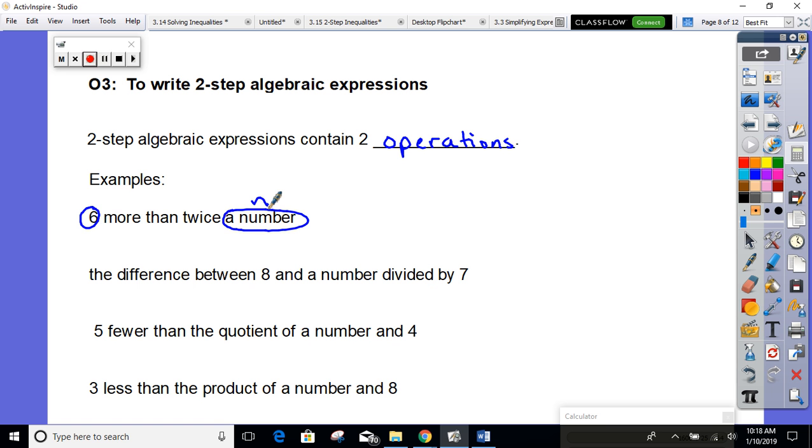Okay, so we have 2 numbers in here, 2 words that tell us what to do. We have more than, which is adding, and we have twice, which is what? What do we do when we see the word twice? Kendra? We multiply. So we have 6 more than twice a number. Now remember, when we do order of operations, we do multiplication first. So I'm going to actually write this first. If I'm doing twice a number, I'm doing 2 times n, and then I'm doing 6 more than that, so I'm going to add 6.